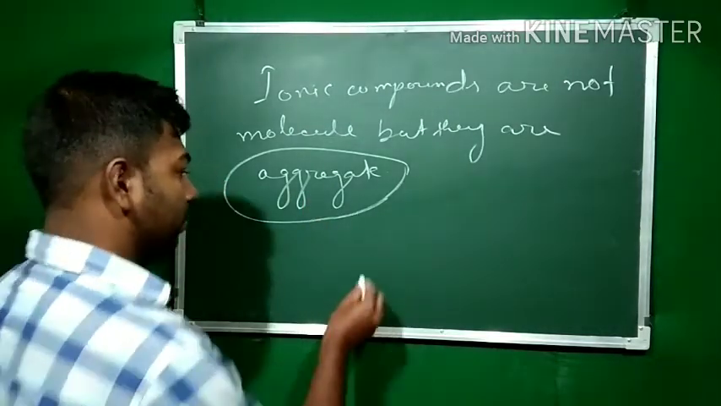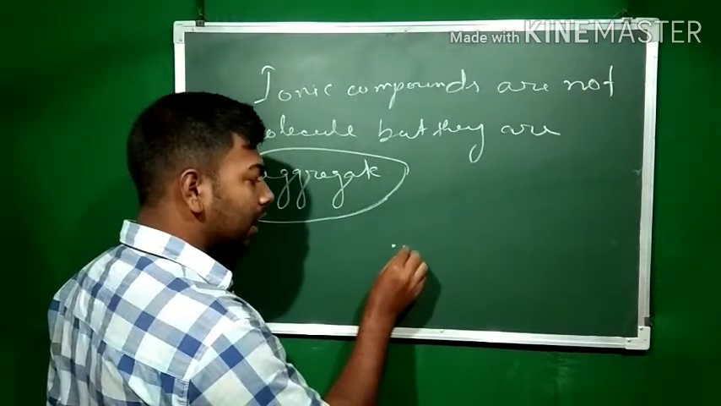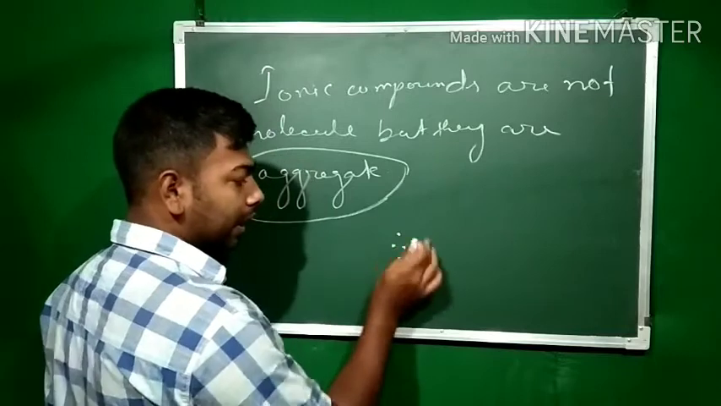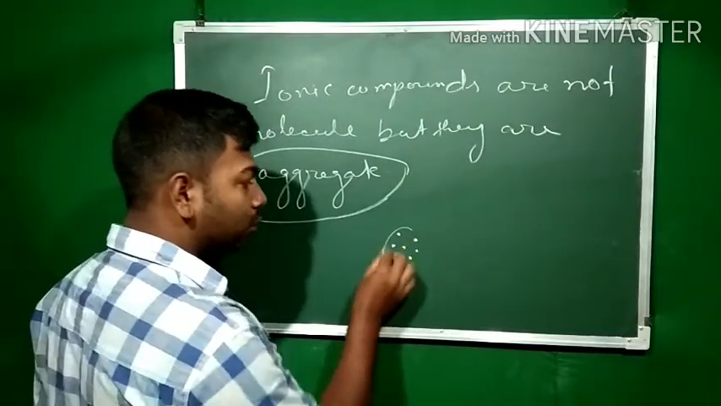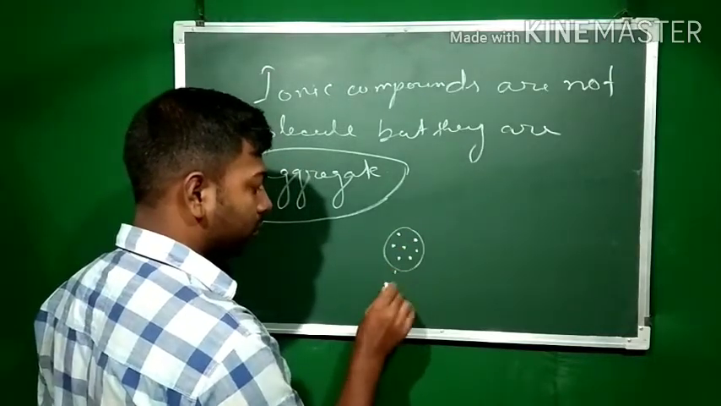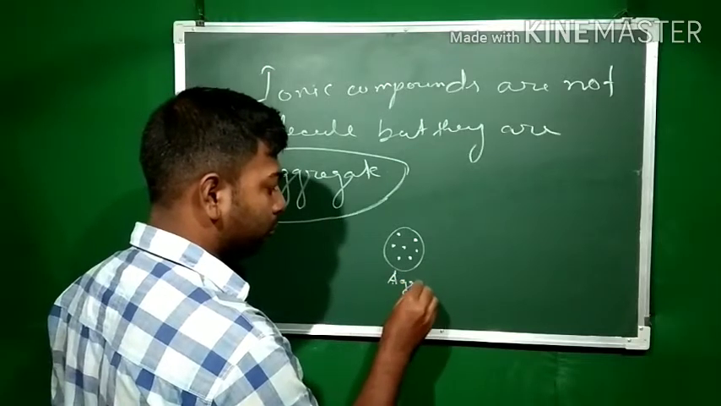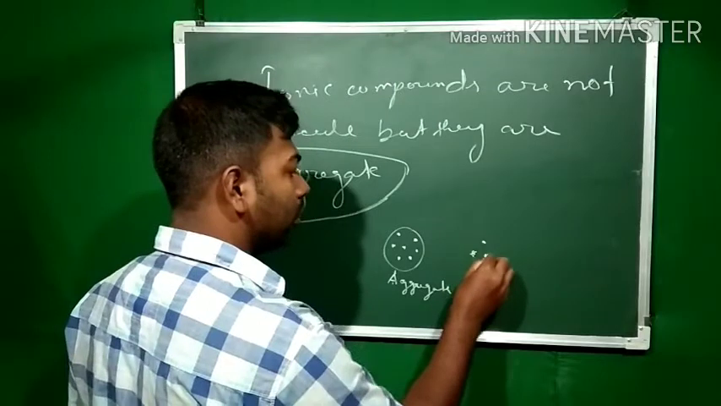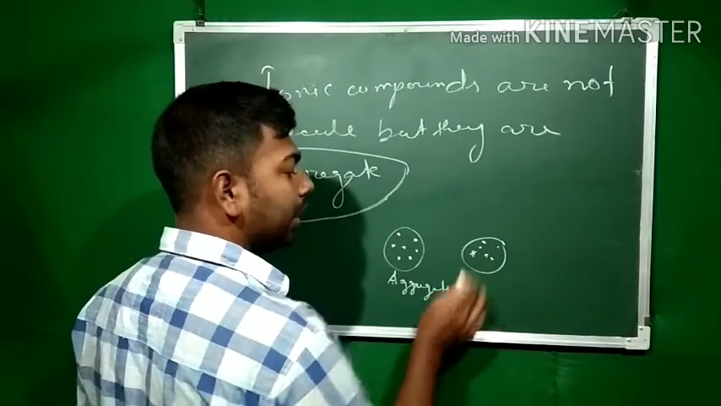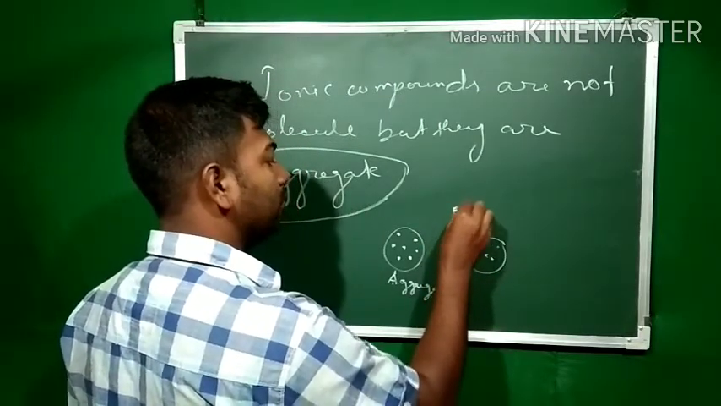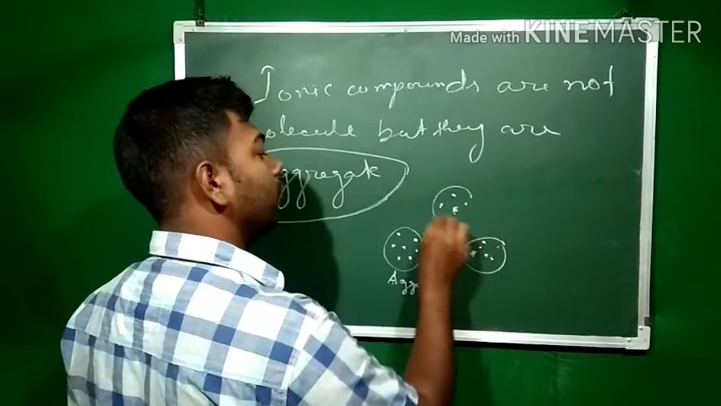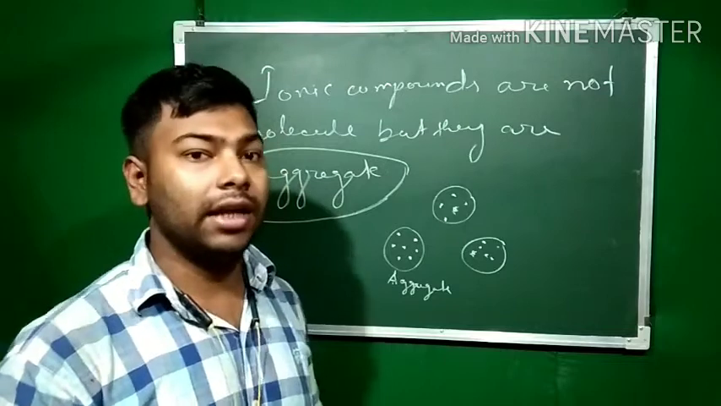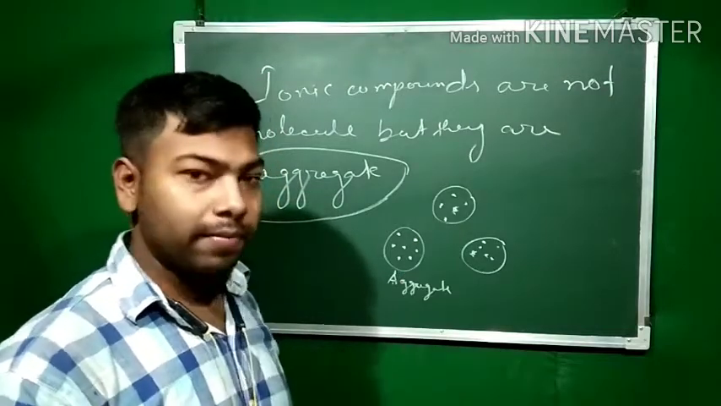Okay, suppose we are taking, these are the sodium chloride molecules. Suppose here is some sodium chloride molecules. Now, these are one aggregate. Here also some molecules form an aggregate. Here also some molecules form an aggregate, and these aggregates are known as crystal. Okay, crystal.